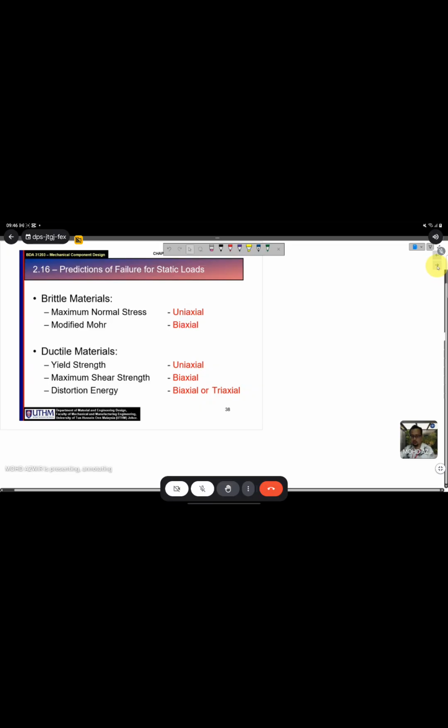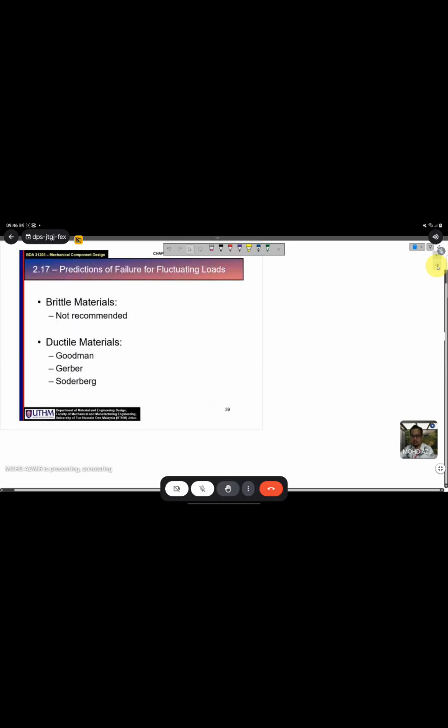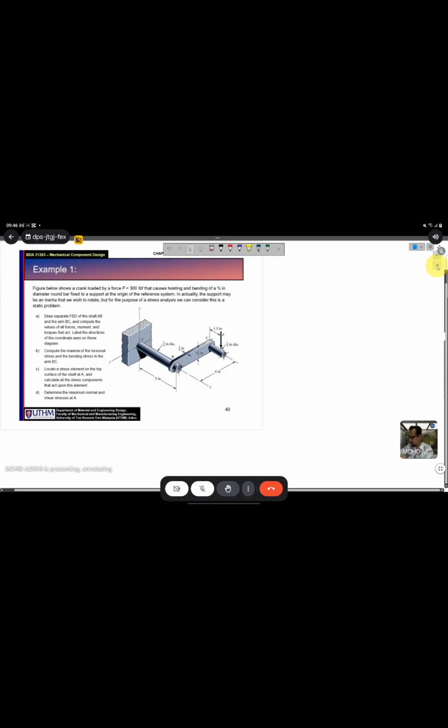Okay, because I want to proceed with some examples here. Another about 1 hour. Okay, so let's do the exercise. Example 1 here. From here, we need to calculate the maximum normal and maximum shear stress at point A.